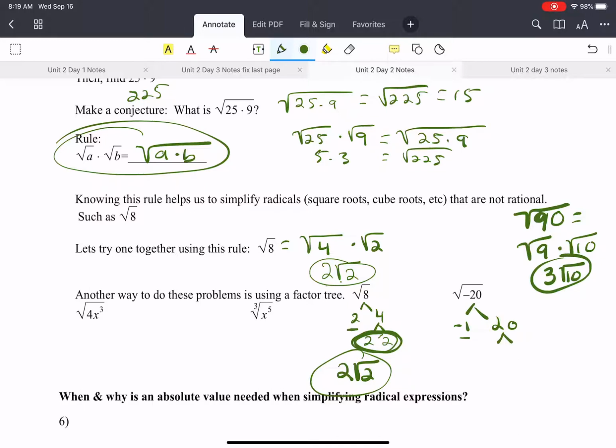And then 20. What is 20 split into? What if I had done 4 and 5? Is that okay? Sure, it doesn't matter. Okay, so 2 and 10. 2's prime, but I can take 10 down more. So 2 and 5. So now I'm looking for my pairs, right? Do I have any pairs? Yeah. So 2i square root 5.